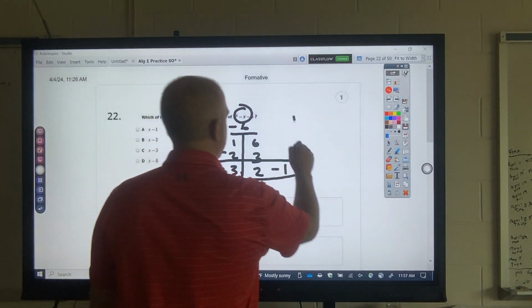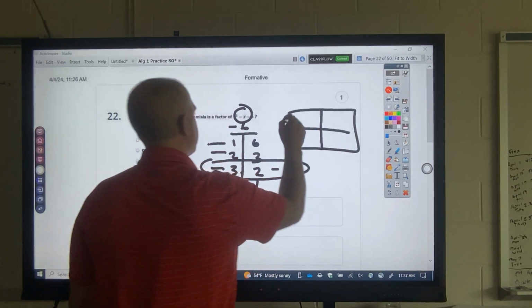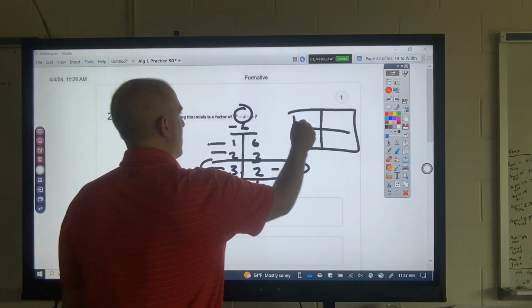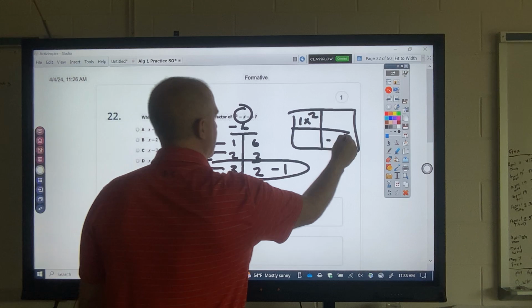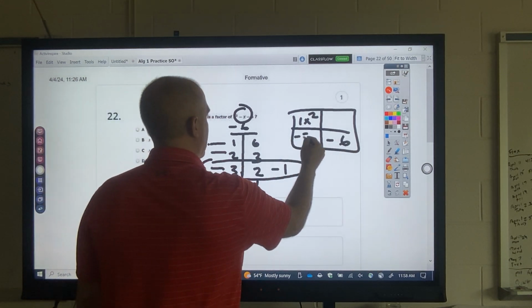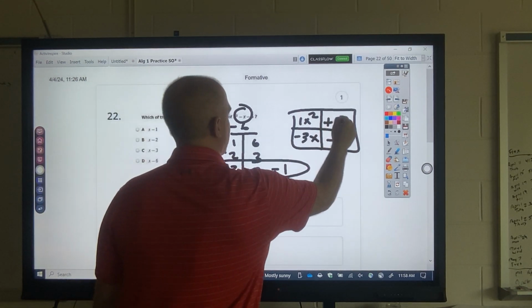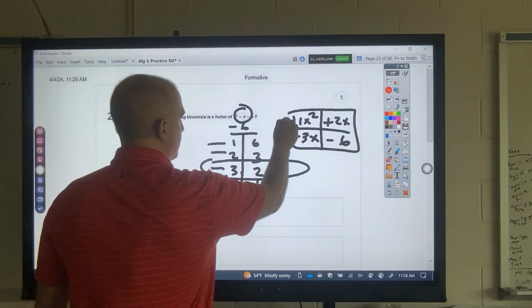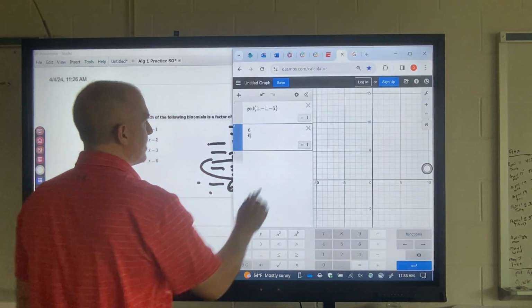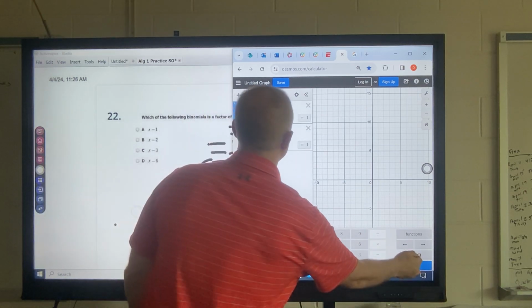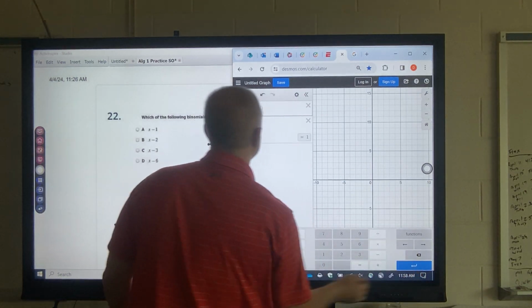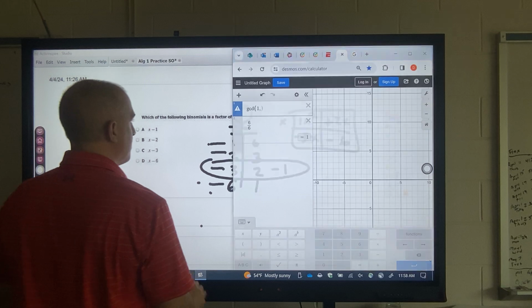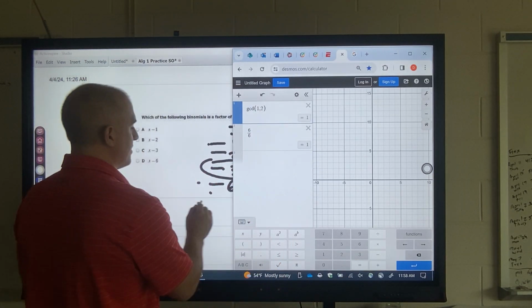So then when I go to my box, I got 1x squared, I got -6, I've got -3x, I've got +2x. What I want to do is take the GCF out of those. Both of those have an x. Anytime you type 1 for the GCD, you don't have to use this as much if you don't need it, but if you do, do so. 1 is going to be 1.